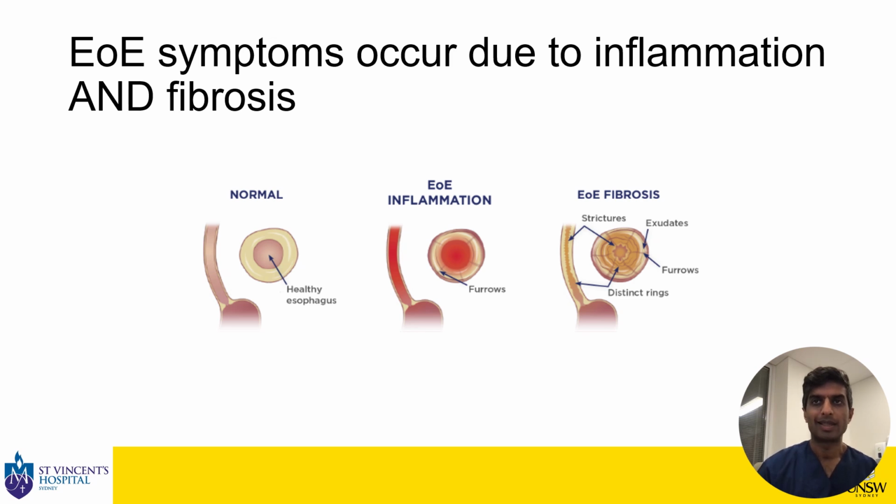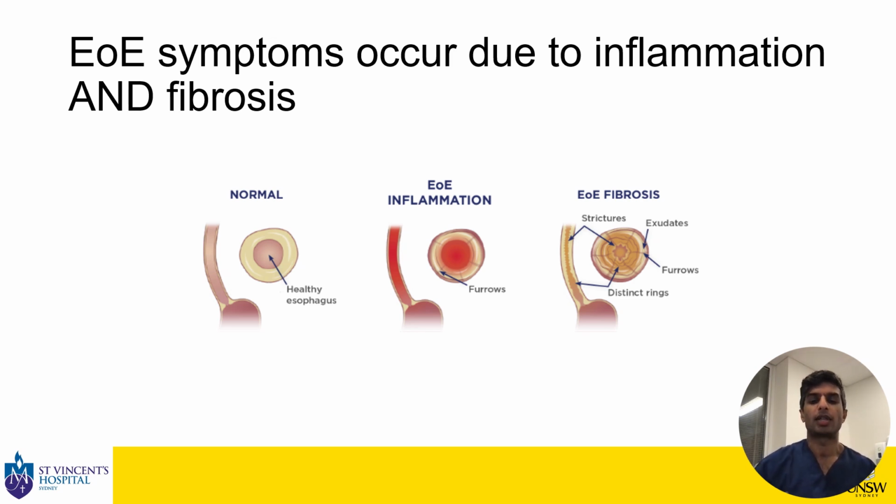So the central idea I'd like you to take from this talk is that symptoms in patients with eosinophilic esophagitis can occur from two different problems, not just one. The first is inflammation, and you can think of this as the active irritation in the lining of the esophagus. The second component which causes symptoms is fibrosis, and fibrosis simply means scarring.